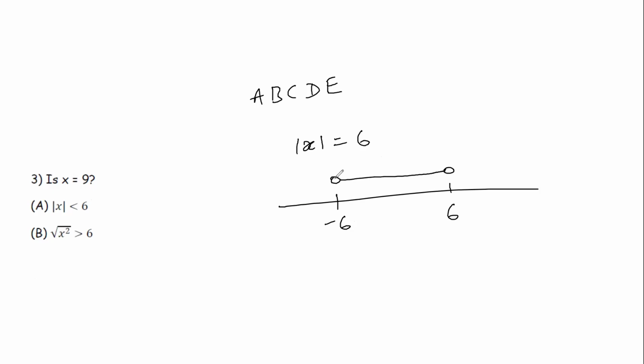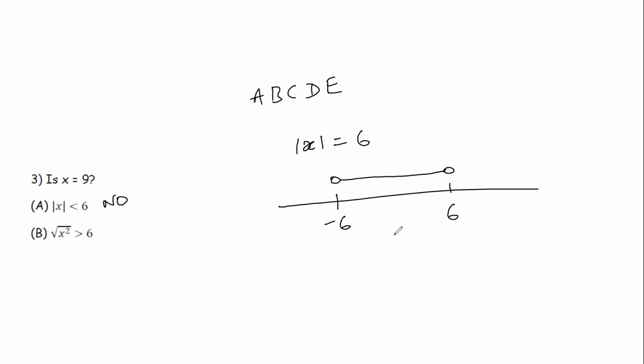A shaded circle out here would mean including minus 6 and 6. So it is an empty circle, right? So the values that we get for x are between minus 6 and 6. So it's a definite no. Is x equal to 9? A definite no, because we know it's between minus 6 and 6, so it's not equal to 9.